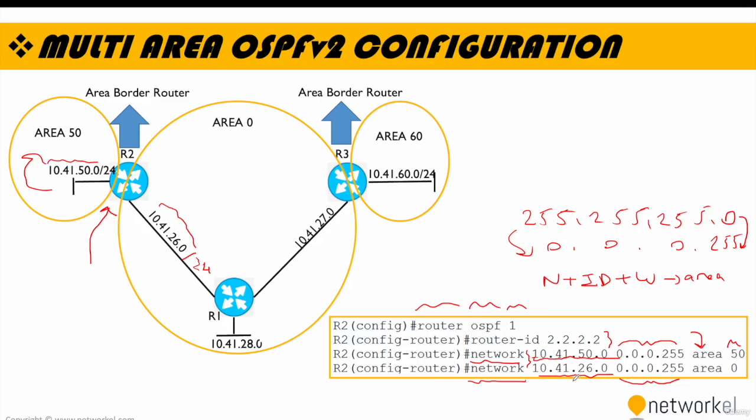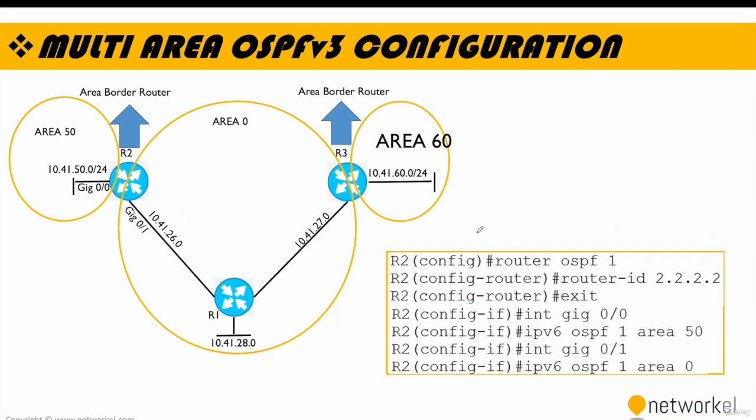And for the network below, 10.41.26.0, it will be area 0 because this network belongs to area 0. So this is how we are configuring OSPF version 2 for multi-areas. And this is how I am defining multi-area OSPF for OSPF version 3 for the IP version 6 networks.